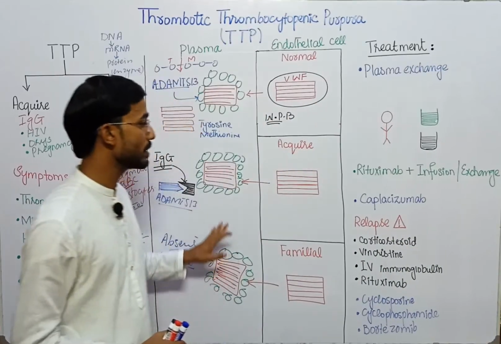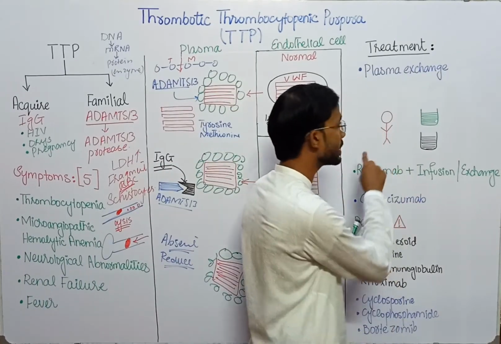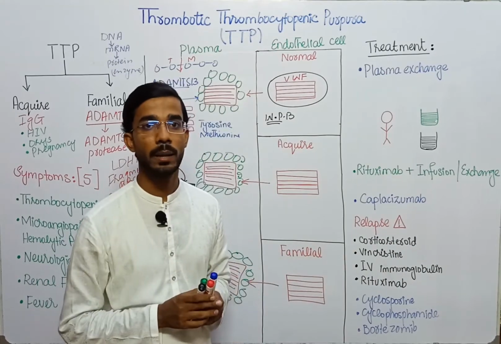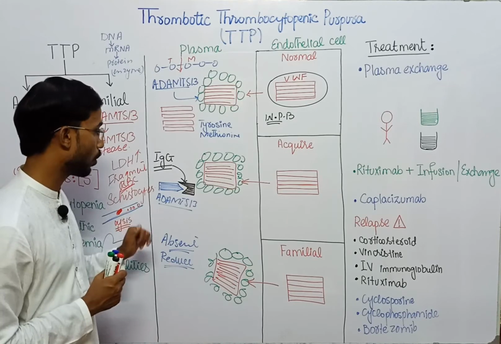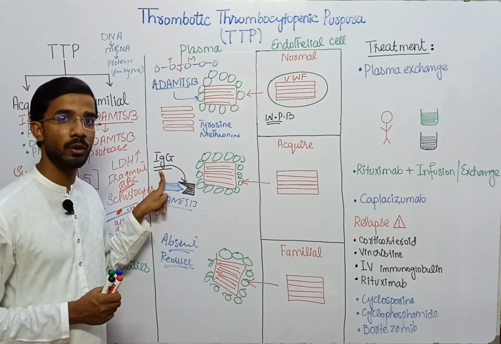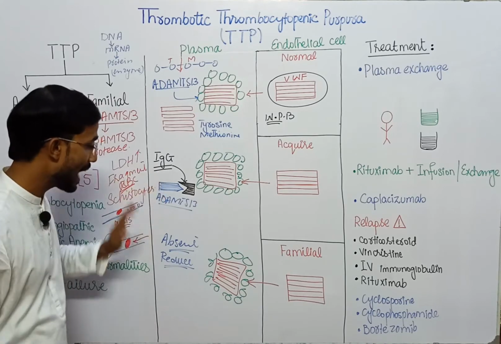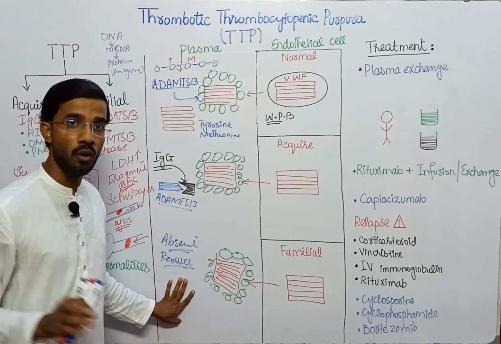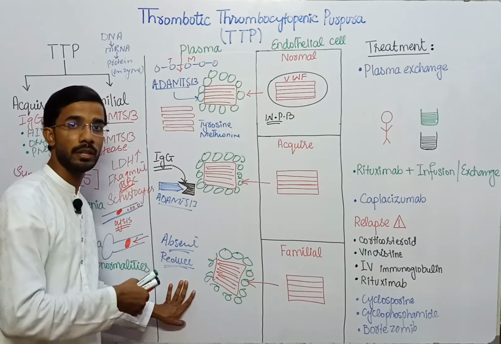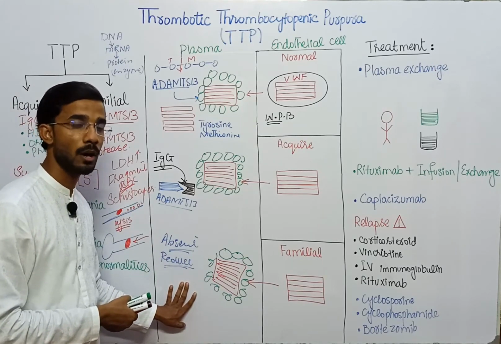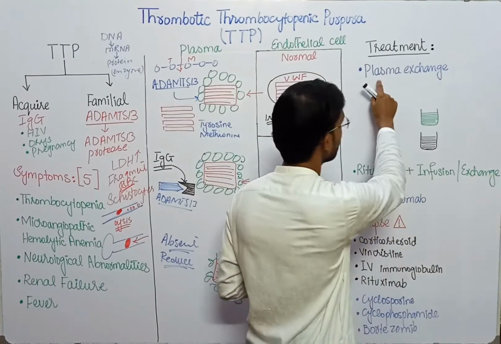Next, we will see the treatment. In the treatment, we exchange the plasma of the patient. Why do we exchange the plasma? Because if IgG antibody is present, then it will be removed from the patient's blood. And if there is no protease enzyme present, then protease enzyme will come into the patient's plasma or blood from outside. So this is very important in the plasma exchange.